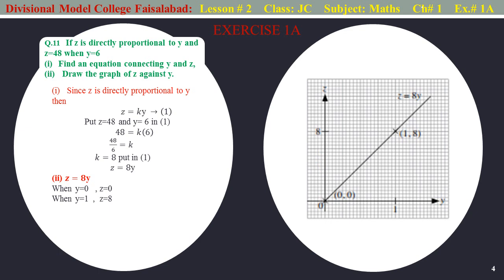When y is 0, z is 0, and when y is 1, z is 8. So these are the 2 points. We will join these 2 points with a scale to get a line, and we will produce it towards this side. So this is the graph of this part.